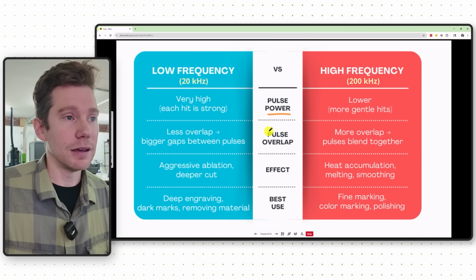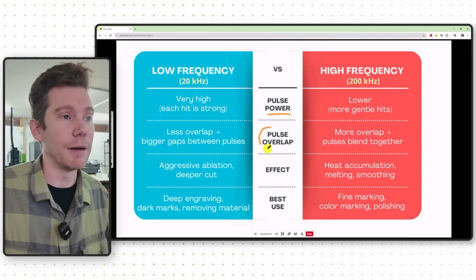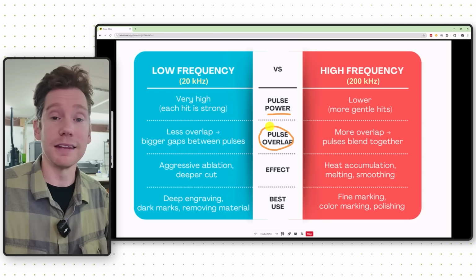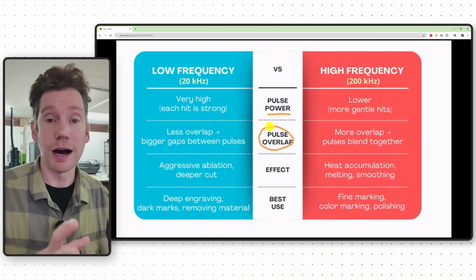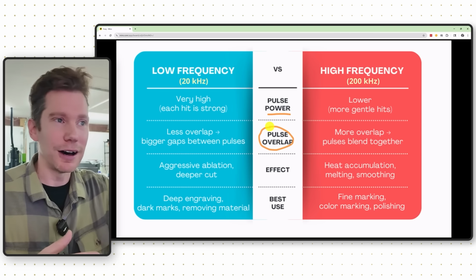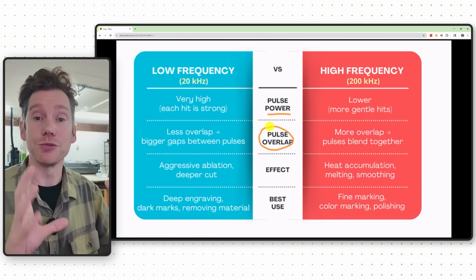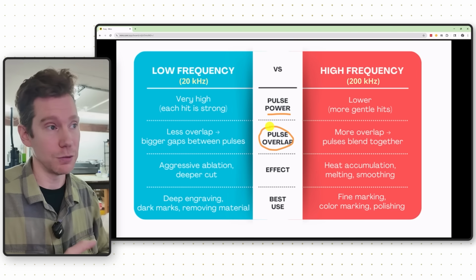The next important property of frequency we want to go over is the pulse overlap. In my opinion, this is the most important setting, and this is how I like to wrap my head around what frequency value I'm choosing. A lot of people focus on the pulse power, which is important, but I think the overlap is really what makes the differentiator in understanding how frequency works.